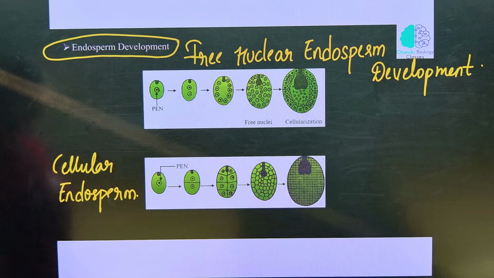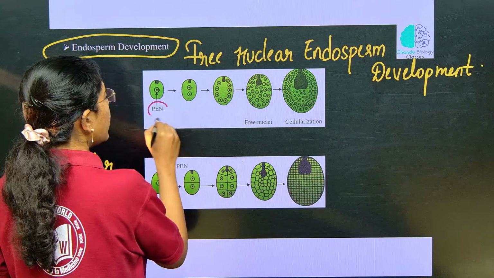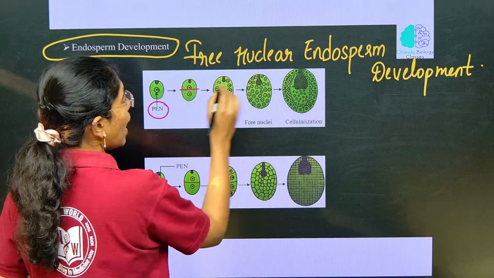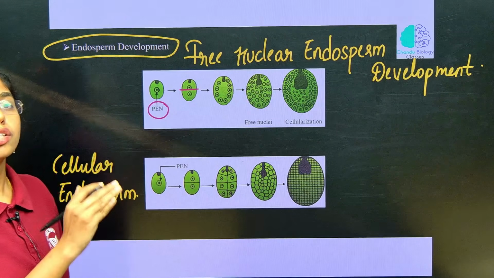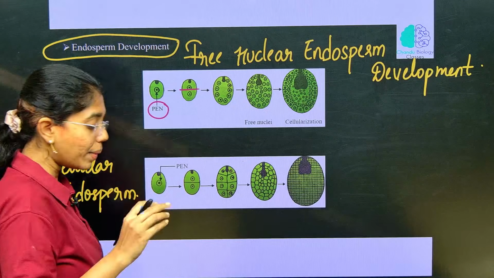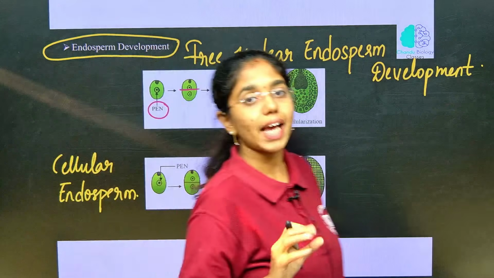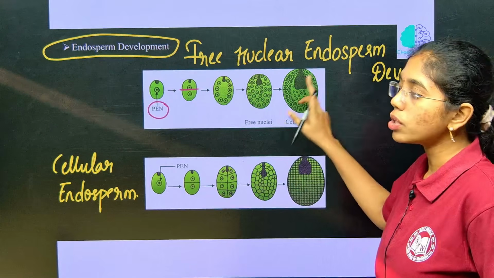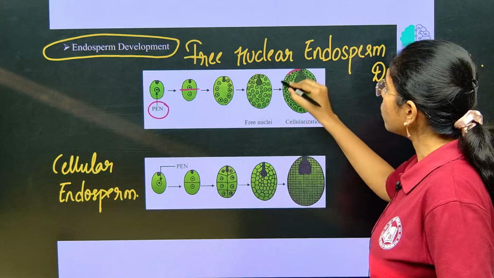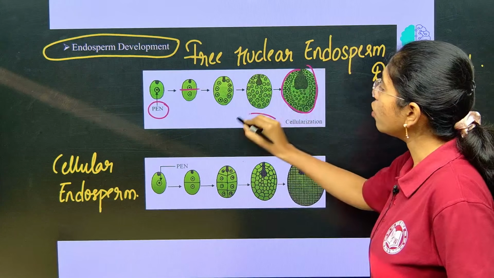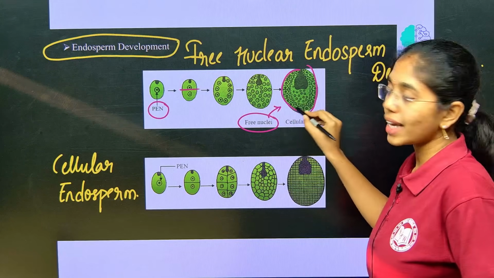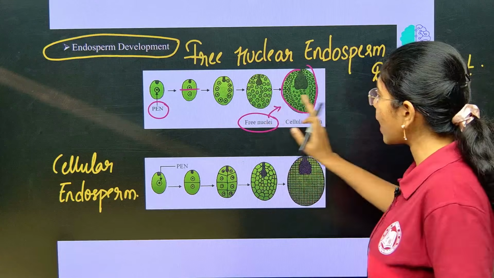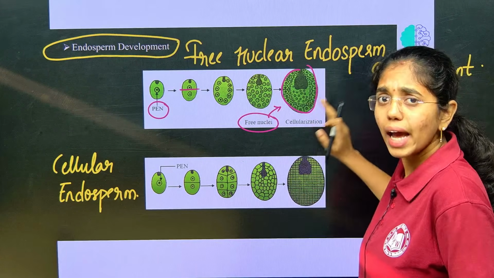Free nuclear endospermic development, if you see, primary endospermic nucleus will undergo nuclear division, and there is no cytokinesis following the karyokinesis. Immediately after karyokinesis, there is no cytokinesis taking place. So, complete nuclear division without cell wall formation will lead to the formation of a free nuclear endosperm, and cellularization will happen after complete nuclei formation. Cellularization will occur at the last or at the end.